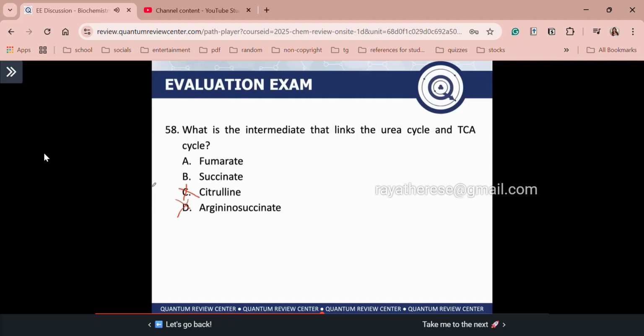And clearly class, I know this is very easy for you, diba? We have your aspartate argininosuccinate shuttle, remember? And our linking TCA cycle intermediate there is fumarate.